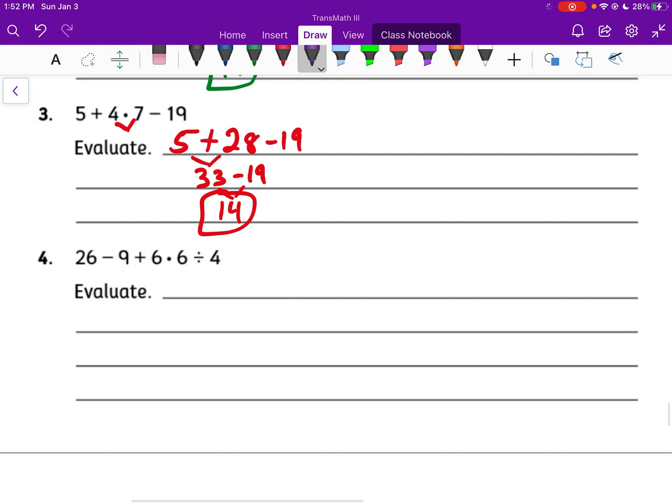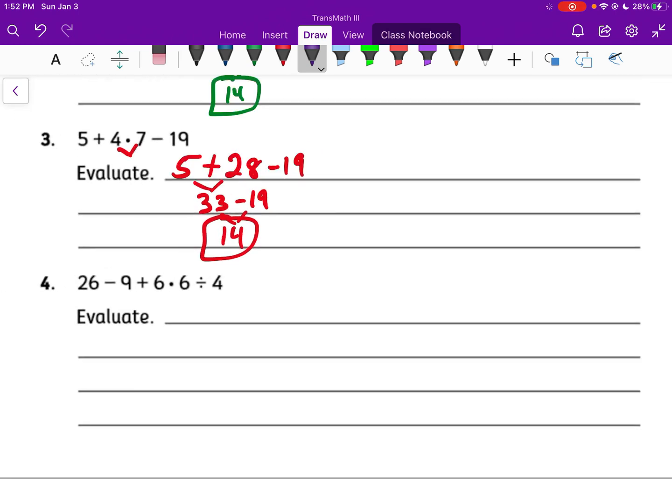Number 4 then. Okay, subtracting, adding, multiplying, dividing. Okay, I need to do my multiplying and dividing first. The 6 times 6 comes up first, so I have to worry about that. So we're going to have 26 minus 9 plus 6 times 6, which will give us 36 divided by 4. Then I will need to do the 36 divided by 4.